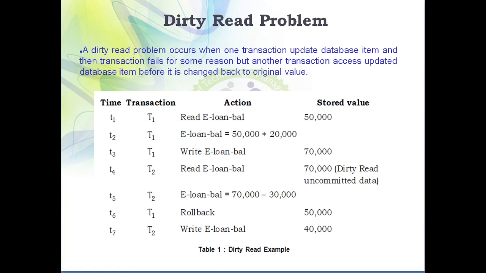So we demonstrate this with the help of an example. Again we consider this scenario where time is described with the help of t1, t2. Small t1, t2 represent the timestamps, whereas for transactions here we need to perform two transactions. One is T1 and the second one is T2, and here we have been given a set of actions. So at time t1, transaction T1 performs a read operation on the e-loan account where the initial value is 50,000. Then T1 is going to add 20,000 to that account, and then T1 performs a write operation.